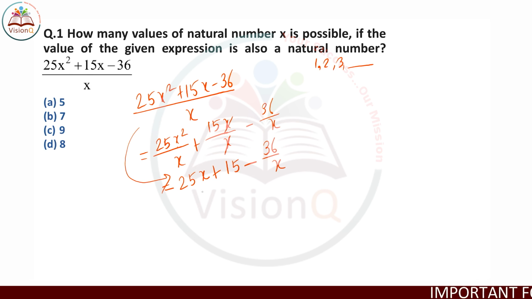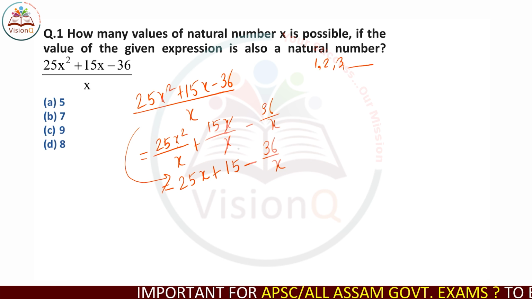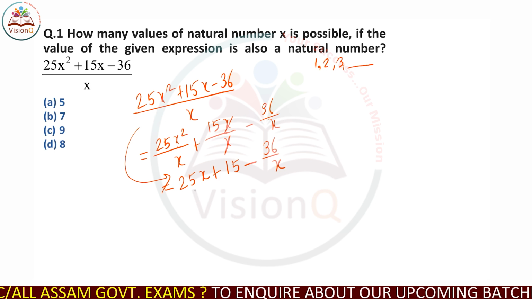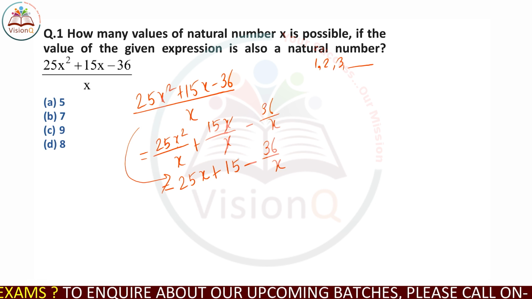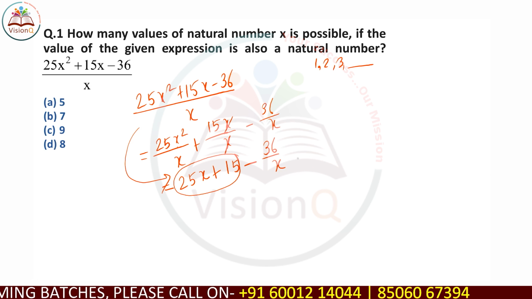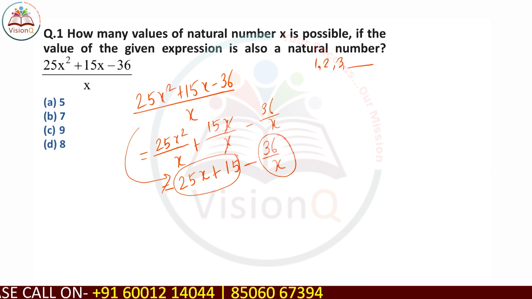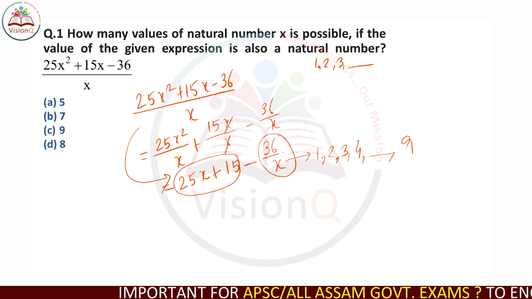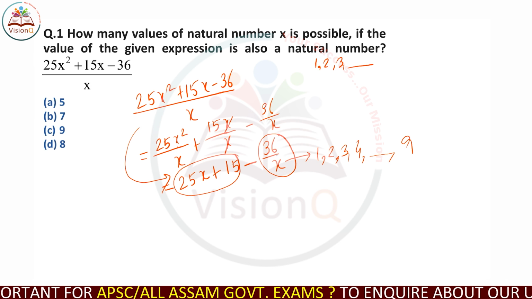Now this expression is a natural number. Okay, for that how many values of x are possible? I have to find out that part. Now if you see this expression very nicely, 25x plus 15 will be a natural number. Now for 36 by x to become a natural number, x should have value starting from 1, 2, 3, 4 till 9, isn't it? X should have value starting from 1 till 9.